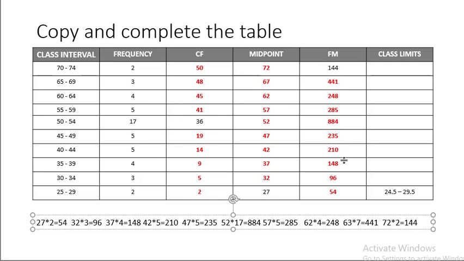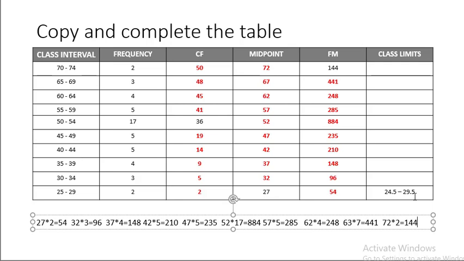Now the last one is to find the class limit. Like I told you, I started from the lowest to the highest. So now we are given the highest. The class limit means we are going to minus 0.5 from the left-hand side of the class interval and add 0.5 to the right-hand side. That means 25 minus 0.5 gives us 24.5. 29 plus 0.5 gives us 29.5. So that's how they got 24.5 to 29.5.